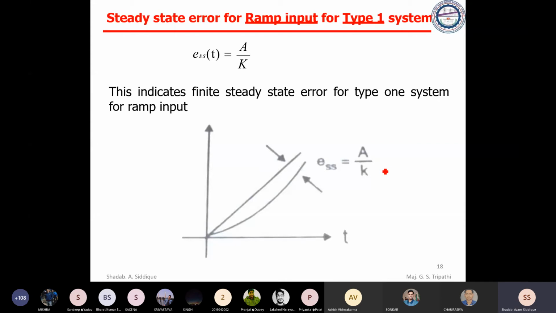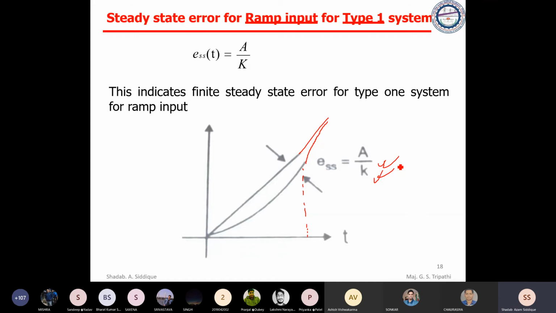So ESS we are getting as A divided by K. That indicates a finite steady state error for the type 1 system. We can see the tracking: this response is tracking the ramp value, and at some point it will reach this value. We check at settling time with 2% tolerable error using A divided by K, where K is given in the problem.